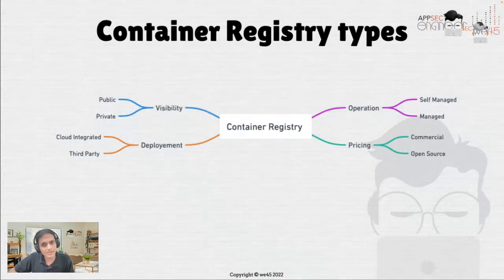And finally, we also have deployment, right? So you have cloud integrated or cloud provider based deployments, like something like ECR, or you can also opt for third party deployments and choose that as well. Now, typically speaking, container registries, at least most of them, do have a bunch of security features, right? So let's quickly go through some of these security features, and then we're going to be looking at attacking container registries very soon as well.